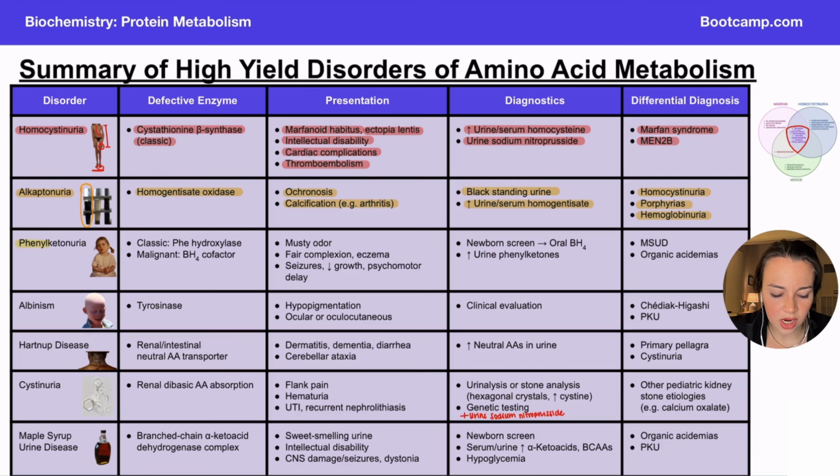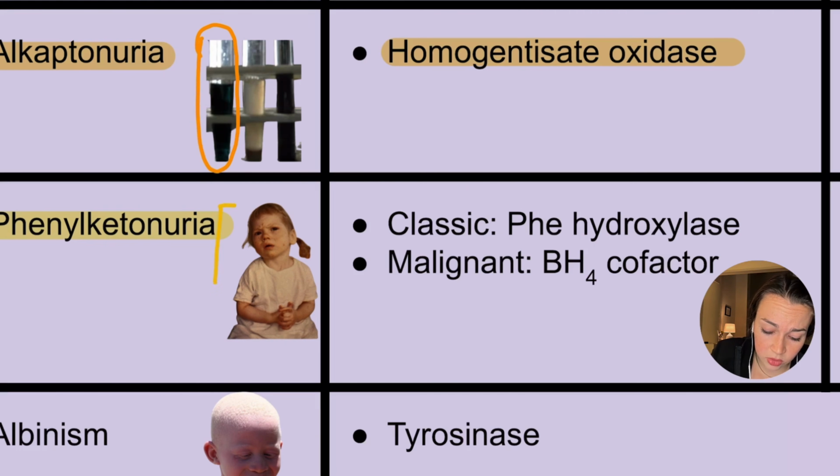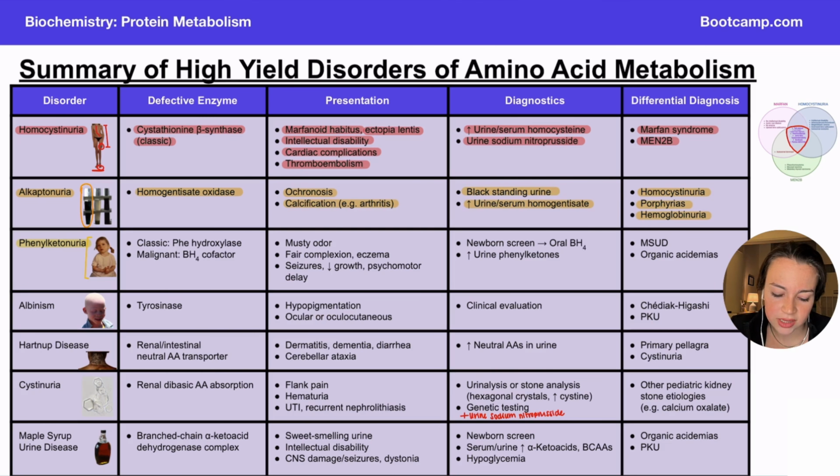Next condition we're going to talk about is phenylketonuria, or PKU. For the picture here, I have the little girl who's showing some of the clinical features like fair complexion and fair hair, as well as eczema. Two of the big types of phenylketonuria that we talked about were the classic form, which was a deficiency in phenylalanine hydroxylase, as well as the malignant form, which was a deficiency in the cofactor for that enzyme called BH4.